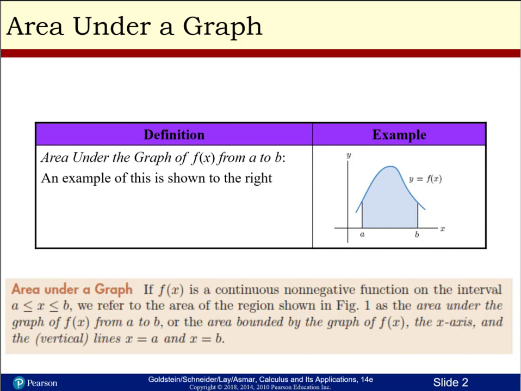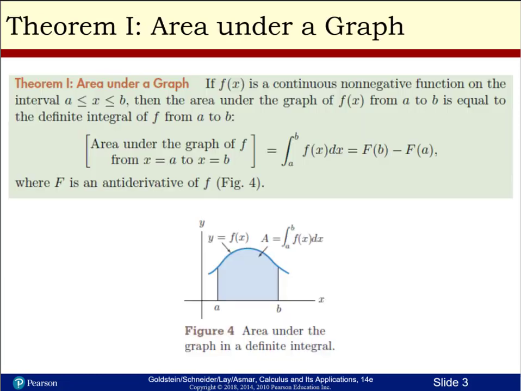Now, if f of x is a continuous, non-negative function on the interval from a to b inclusively, we refer to the area of the region as shown as the area under the curve, under the graph of f of x from a to b, or the area bounded by the graph of f of x, the x-axis and the vertical lines at x equals a and x equals b.